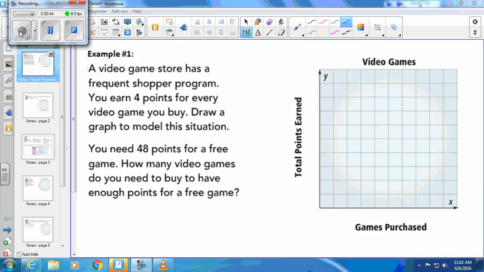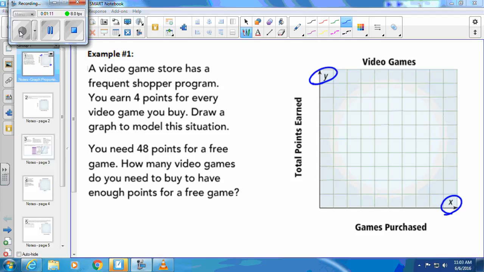They're telling us where the games purchased on the x-axis will go, and where the total points for the y-axis will go. They're looking at the number of video games. Number one says that a video game store has a frequent shopper program. You earn 4 points for every video game you buy. Draw a graph to model the situation. You need 48 points for a free game. So how many video games do you need to buy to have enough points for a free game?